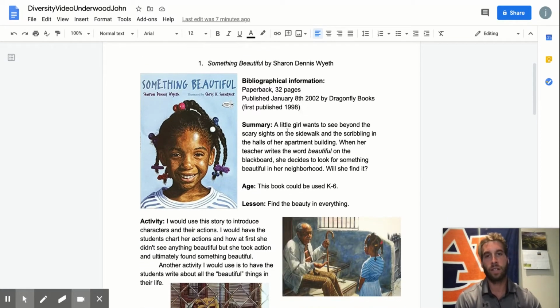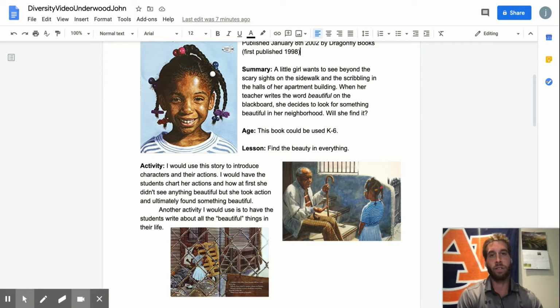The first book I selected is Something Beautiful by Sharon Dennis Wyeth. The summary of this story is a little girl wants to see beyond the scary sights of the sidewalk and the scribbling in the halls of her apartment. When her teacher writes the word beautiful on the blackboard, she decides to look for something beautiful in her own life. I would use this book for any age, and the lesson is to find the beauty in everything.